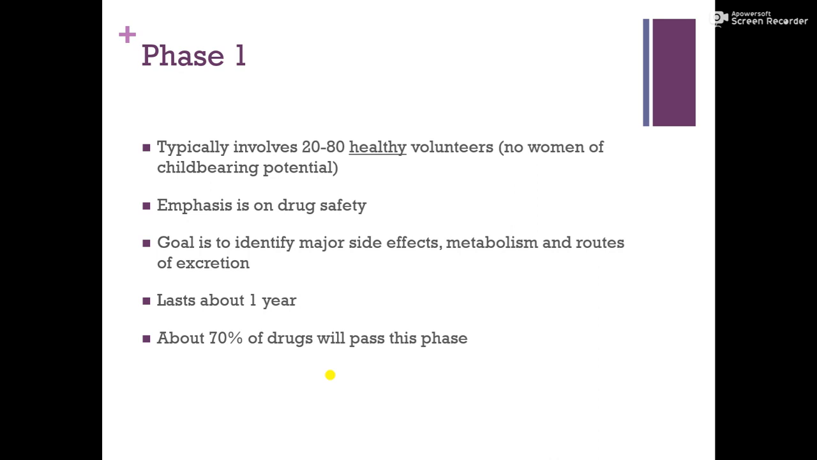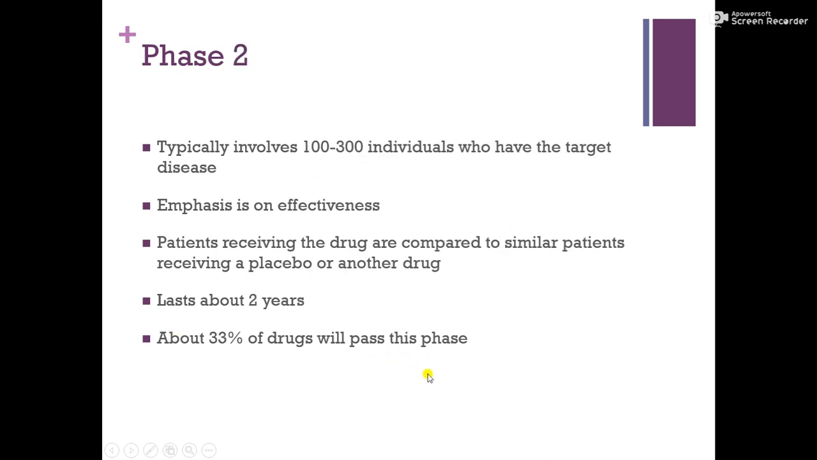Phase 1 typically involves 20 to 80 healthy volunteers, with no women of childbearing potential. The emphasis is on drug safety. The goal is to identify the major side effects, the metabolism and routes of excretion. All these things should be investigated in phase 1. It lasts about 1 year and about 70% of drugs will pass this phase.